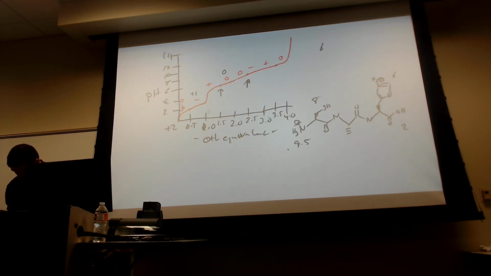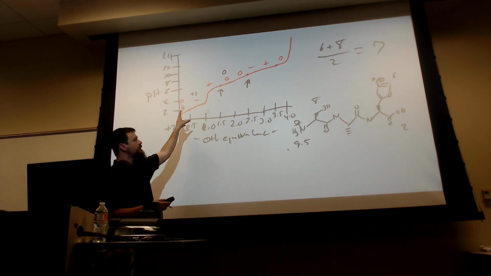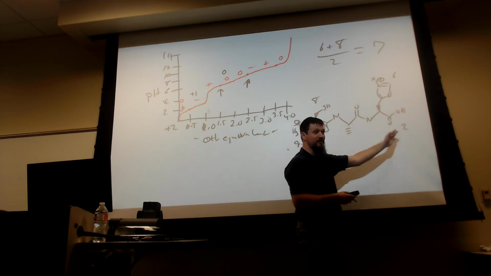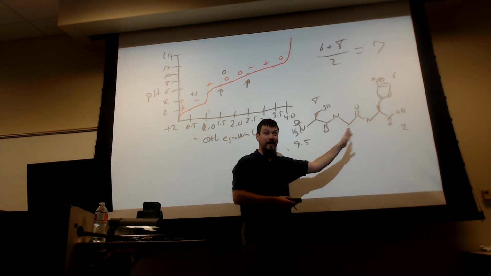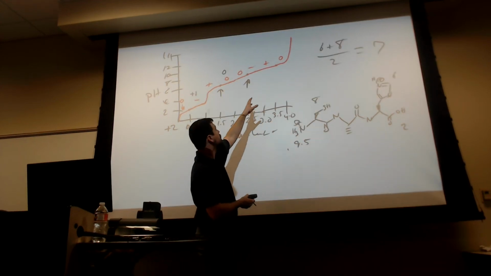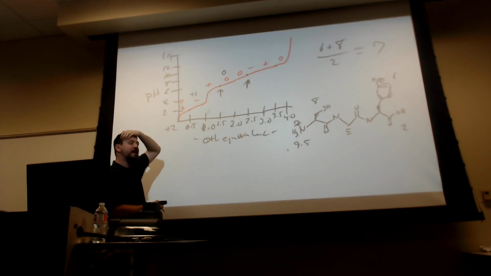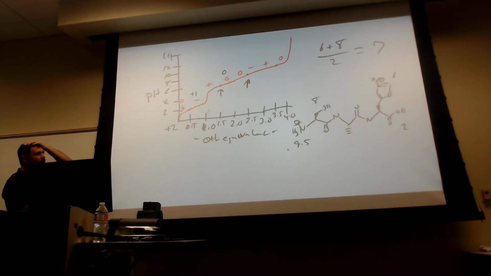6 plus 8 divided by 2. So 7 makes it easy. Isn't that cool? If you have this mental picture in your mind, you don't even have to draw every protonation state. That's how I originally did it. You had to draw every single one. But you could quickly come up with an idea from your knowledge of how each one works.